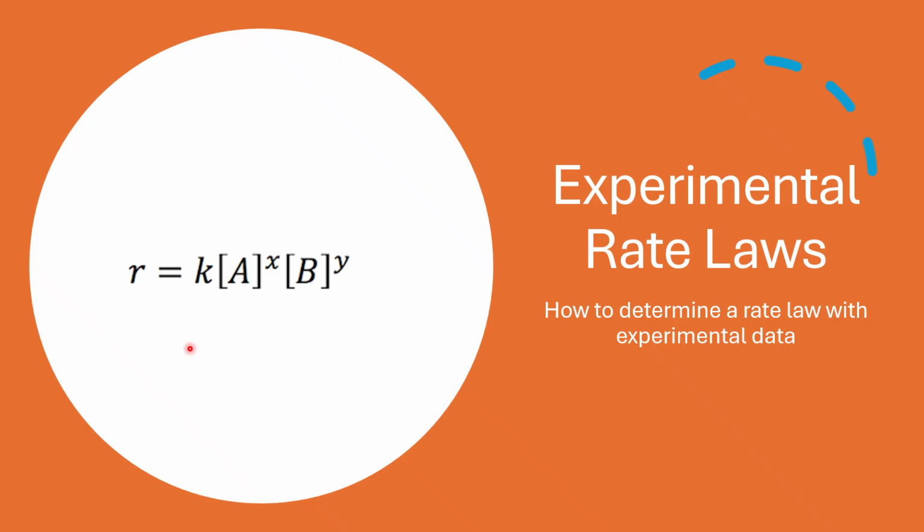The rate equation that we're looking to develop has the general form rate equals the rate constant k times the concentration of A, which is a reactant, raised to some power x, times the concentration of reactant B raised to some power y. The number of reactants you have in the rate equation depends on how many reactants there actually are in a given equation. This one particular general form reflects the presence of two reactants.